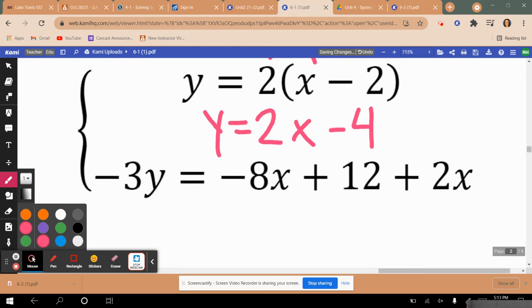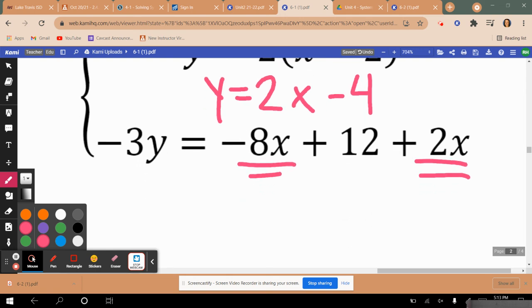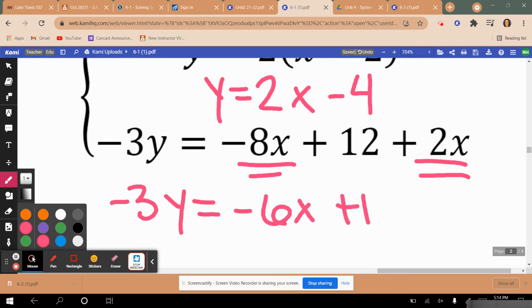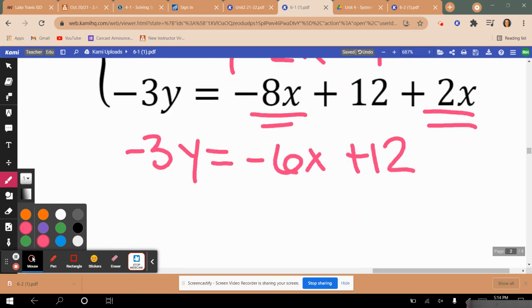And then on this bottom one, first thing I'm going to do is combine like terms. We have 2 x terms. So now we have -3y equals -8 plus 2x is -6x plus 12. Now we need to solve for y. We are going to solve for y by dividing everything by -3. This one cancels out.